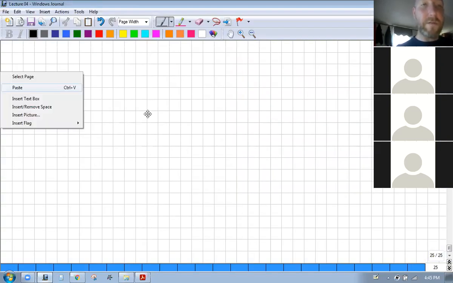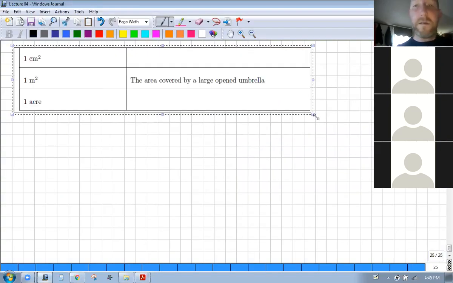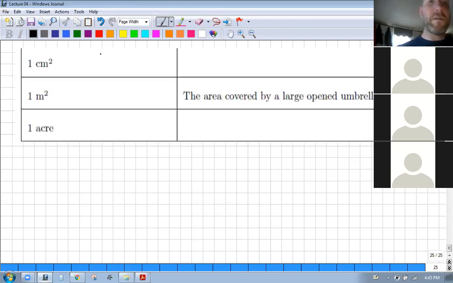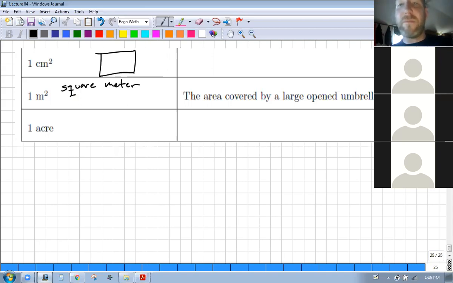These last ones here. All right, a square centimeter. It's about that big. I don't know how big your screens are, but that's about a square centimeter on my screen. One meter squared is a square meter, the area covered by a large opened umbrella.